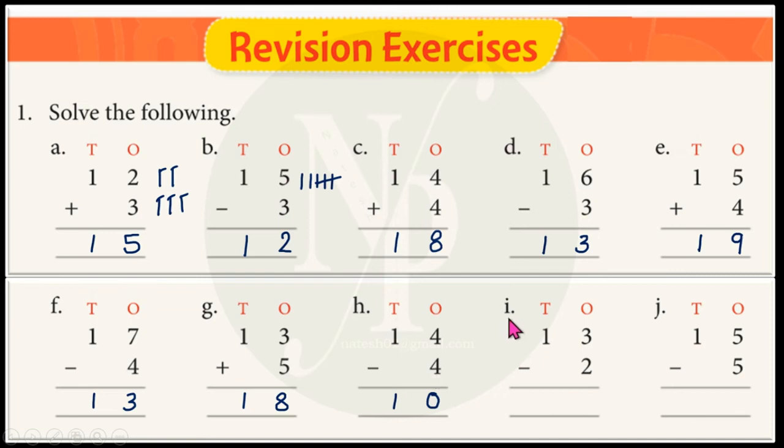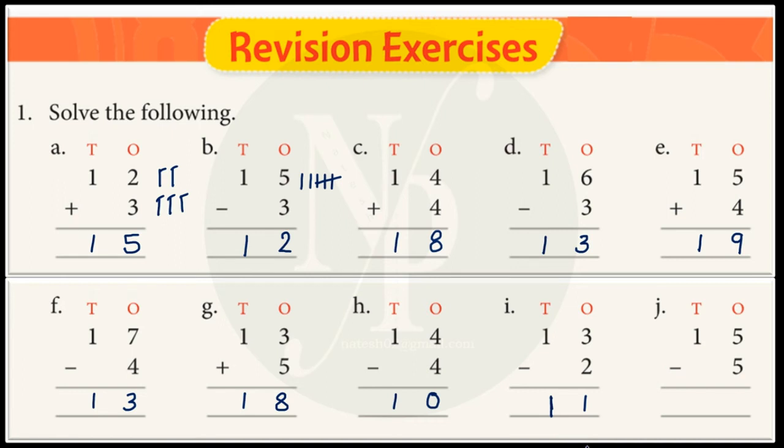I. We have to subtract 2 from 13, or 13 minus 2. So we subtract first 2 from 3 and we get 1. Here, subtracting 0 from 1, we get 1. Therefore 11 is the difference of 13 and 2.